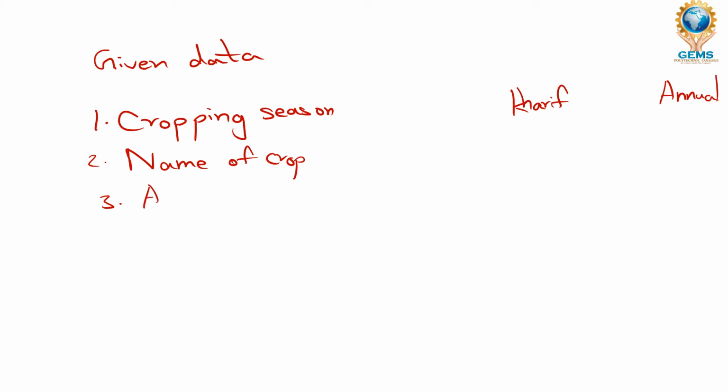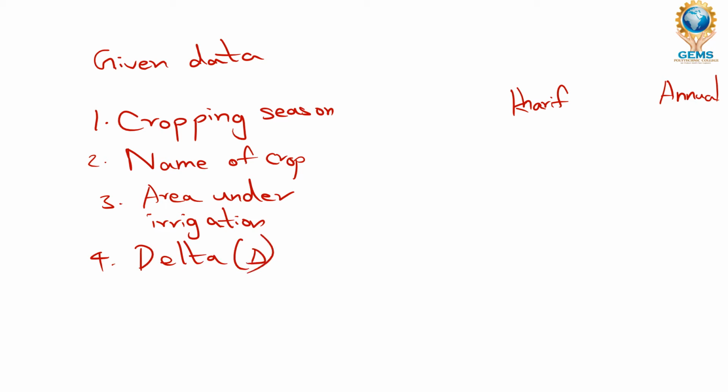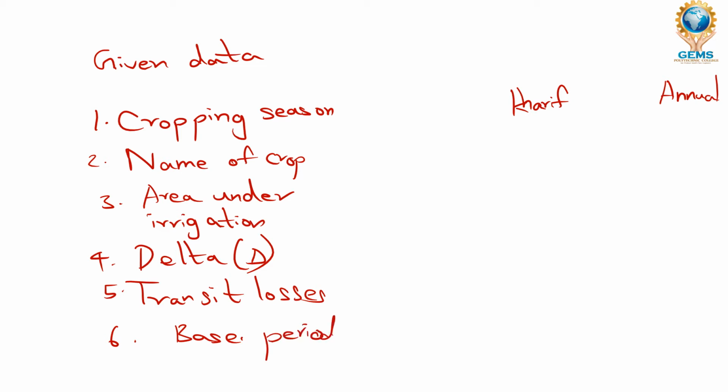They have given area under irrigation too, and they have given delta. They have given the transit losses, and they have given the base period also. Okay, here the base period is not actually given. We are going to assume the value. I'm going to tell you how we are going to assume the value for the base period.